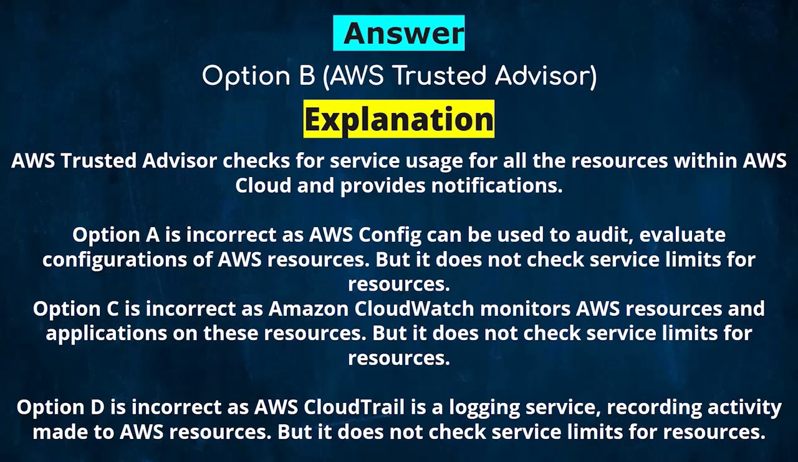Option C is incorrect, as Amazon CloudWatch monitors AWS resources and applications on these resources, but it does not check service limits for resources. Option D is incorrect, as AWS CloudTrail is a logging service recording activity made to AWS resources, but it does not check service limits for resources.